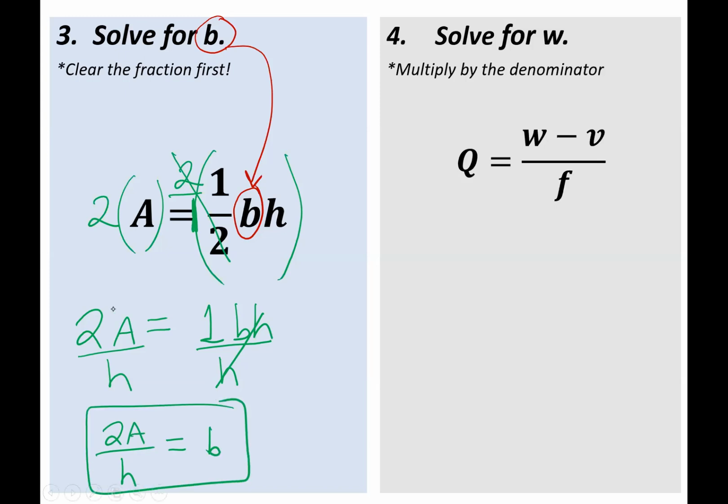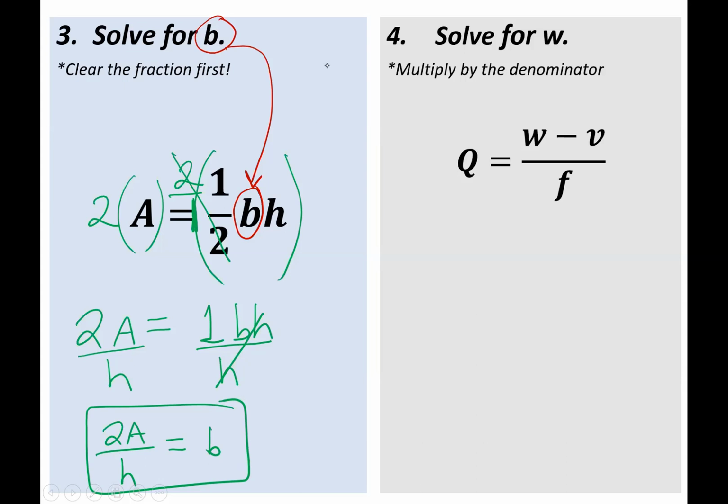Okay, so again, just to repeat what just happened, we had to solve for b. Our original formula was a equals 1/2 bh. The first thing we did was clear the fraction by multiplying both sides by the denominator, which in this case was 2. So the 2 canceled out with the 1/2. No more fraction. Then we had 2a equals 1bh, or just 2a equals bh. Because we were solving for b, we had to get rid of the h, so we divided both sides by h. And that left us with our final answer, 2a over h is equal to b.